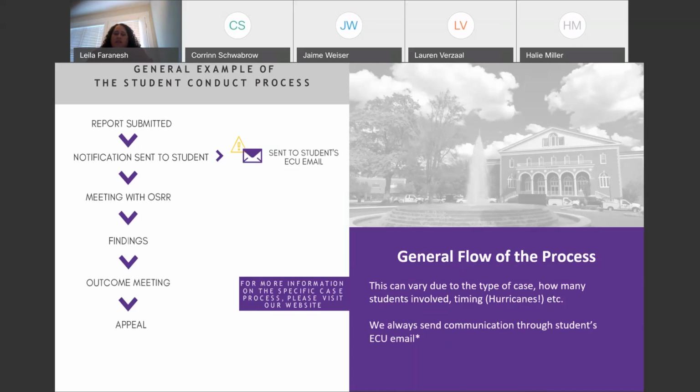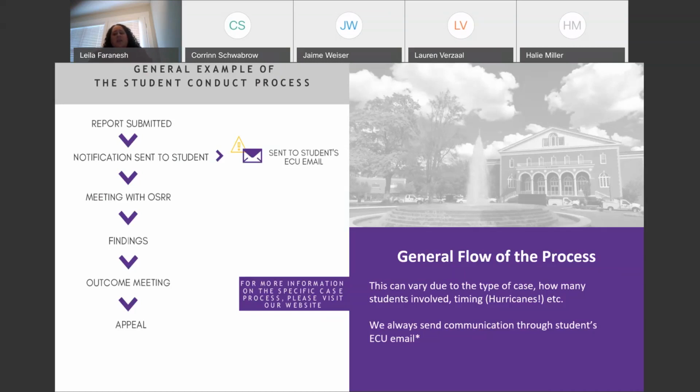The general flow of the process can vary by the type of case. So our more serious cases are heard in front of a student conduct board, which means that case is being evaluated for some type of separation from the university. Those are rare and are a small sample of our cases. Most of our cases are resolved with either education or some type of probation through an individual conduct administrator in our office. Cases can take anywhere from one meeting to multiple meetings, depending on how many people are involved, the timing of the year, or any disruptions we may have, like hurricanes or campus breaks.